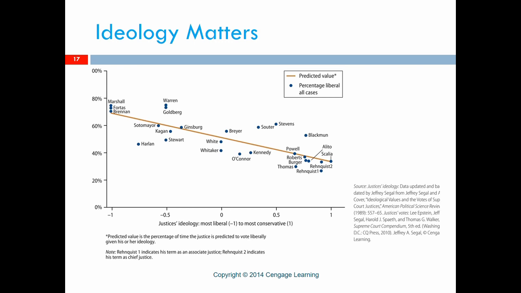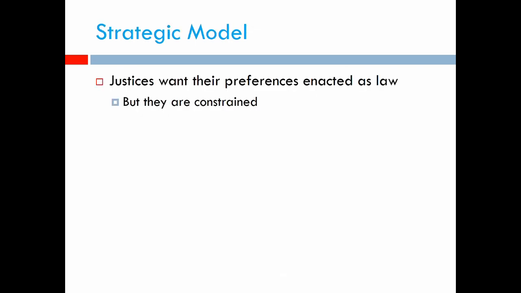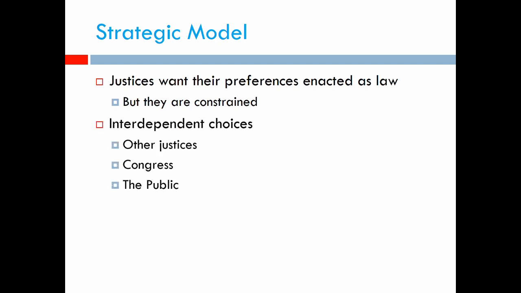Now, the final way people think about how justices make decisions is what's known as the strategic model. The idea here is that justices want their preferences enacted in law, but they're constrained because there are other actors involved. Their choices are interdependent, right? There are other justices. You need to get 5 justices to sign on to an opinion for it to be precedent-setting. So a single justice can't just say, this is how I want things to be, this should be the law. They have to convince 4 others, and that might mean they have to make some compromises in their arguments.